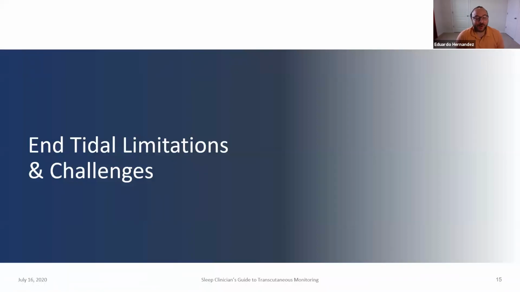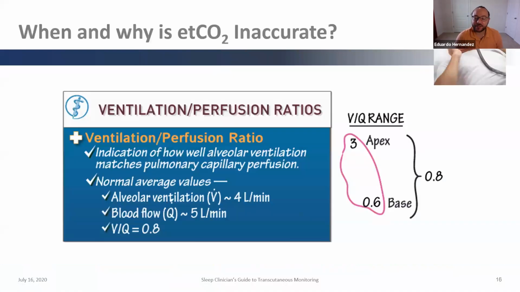All right, so let's talk a little bit about end-tidal limitations and challenges. I had mentioned earlier that there are some differences with sensor technology. There's also differences in the way that we monitor CO2. And we're going to talk a little bit about ventilation perfusion ratios. My background is in respiratory therapy. I don't know about our participants. We're going to keep it as basic as possible. I do apologize if it's too basic for you, but we want to make sure that everyone has a basic understanding of how we breathe and what happens when those processes aren't working the way they should be.